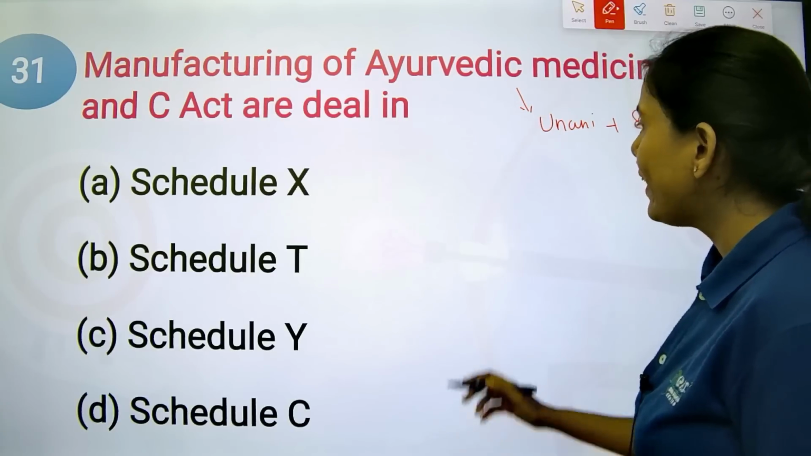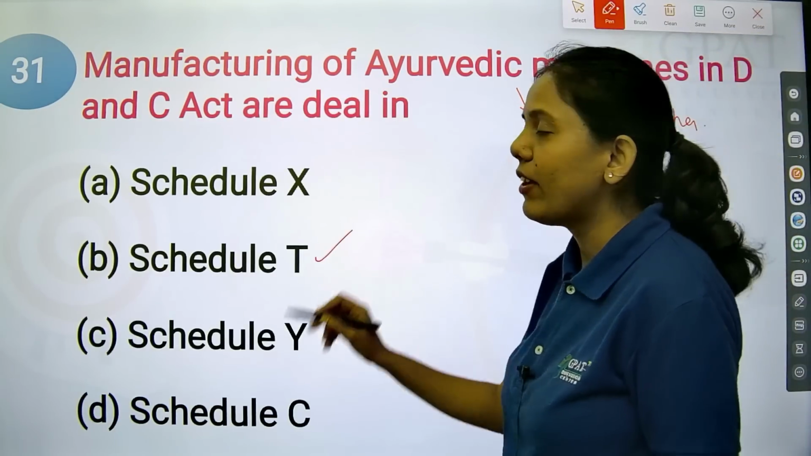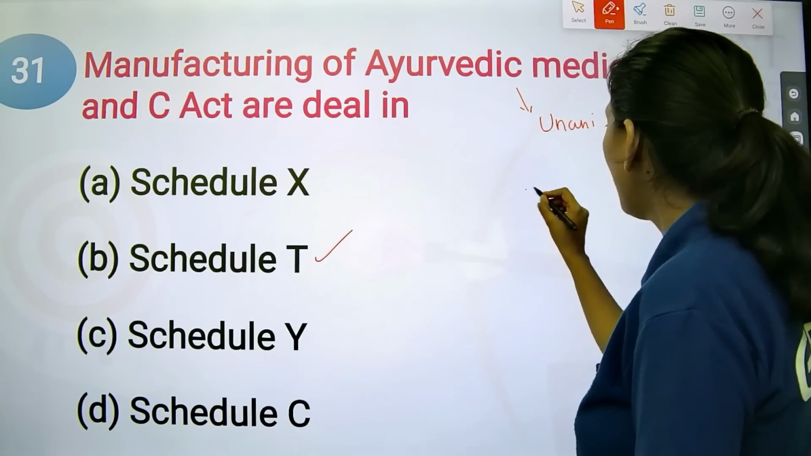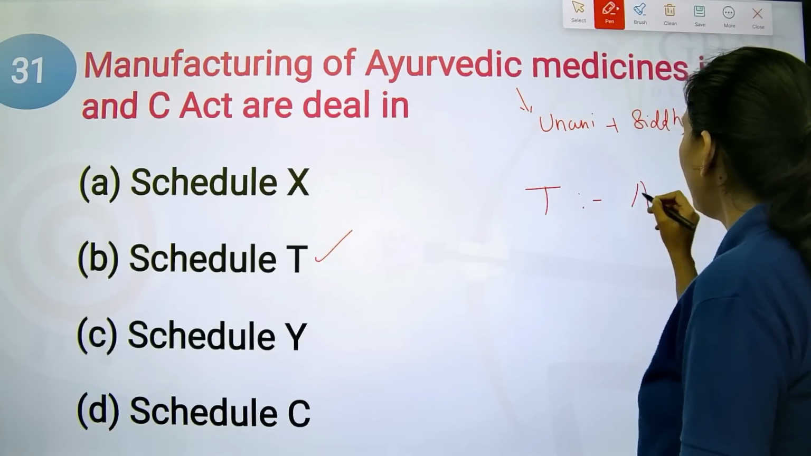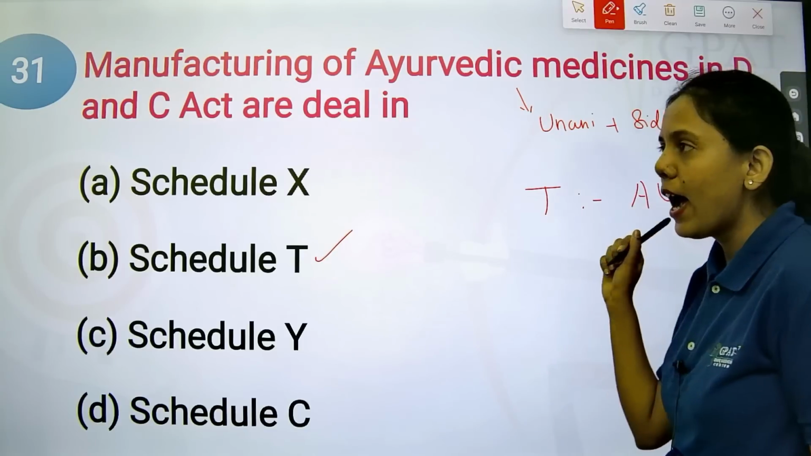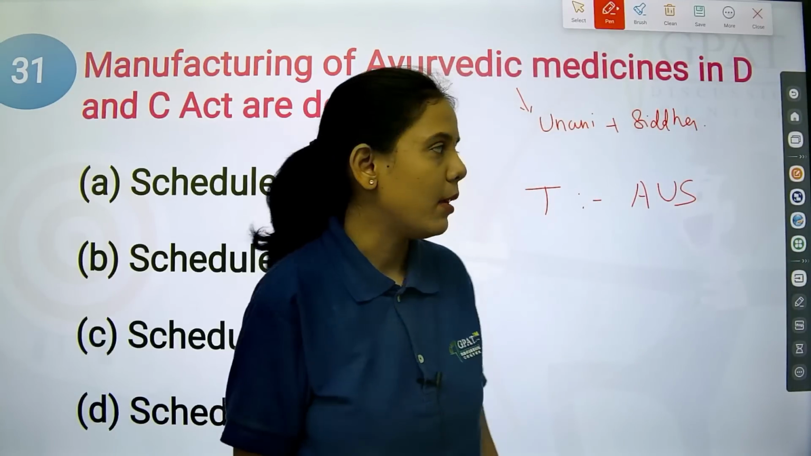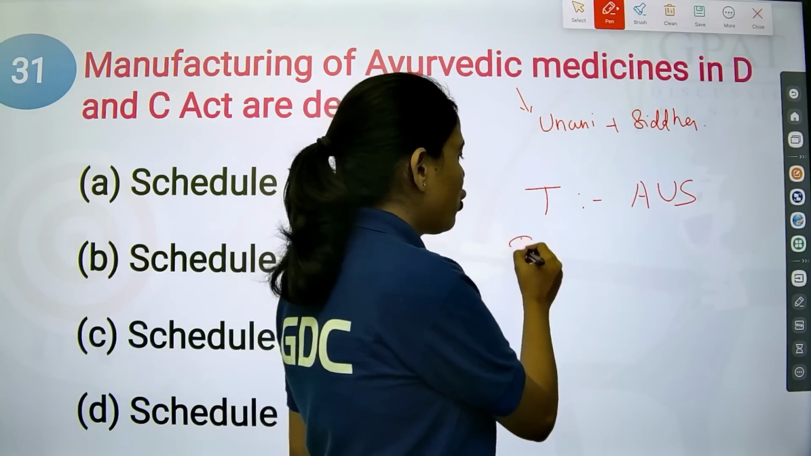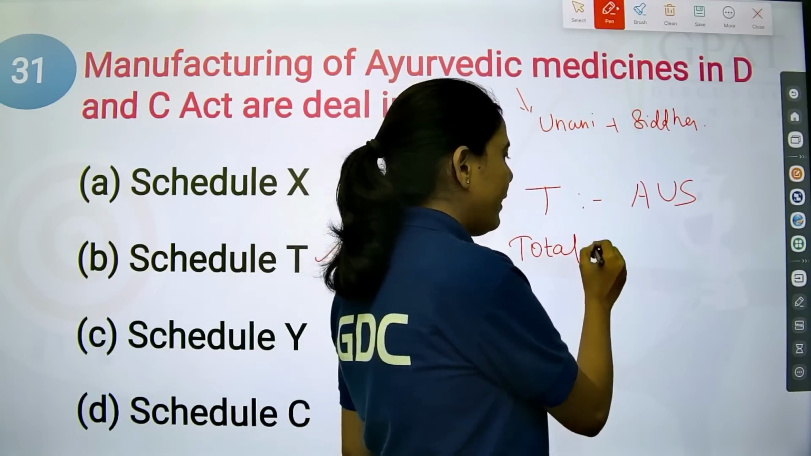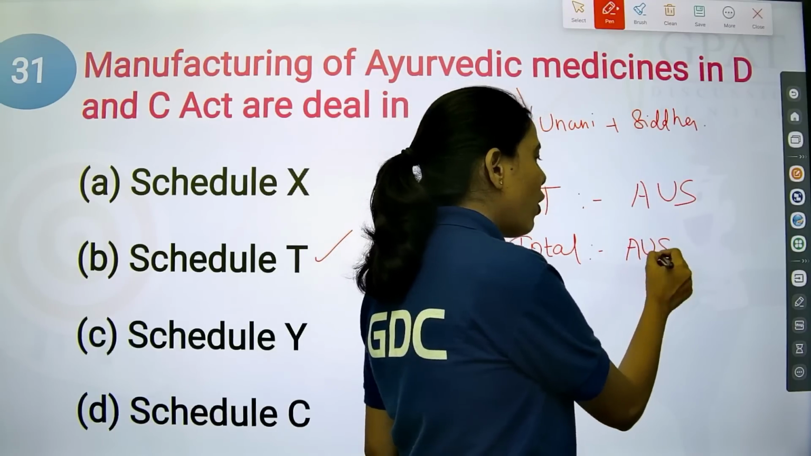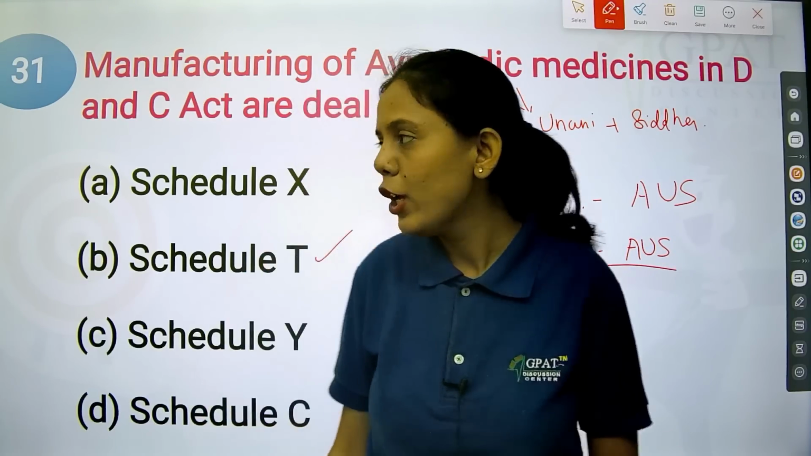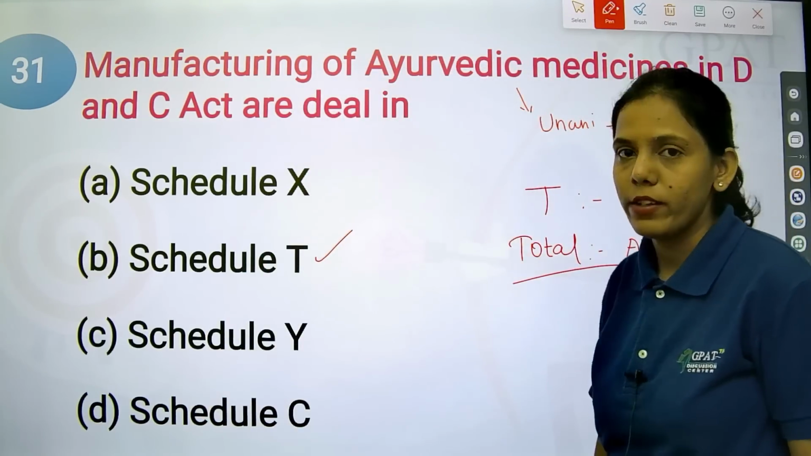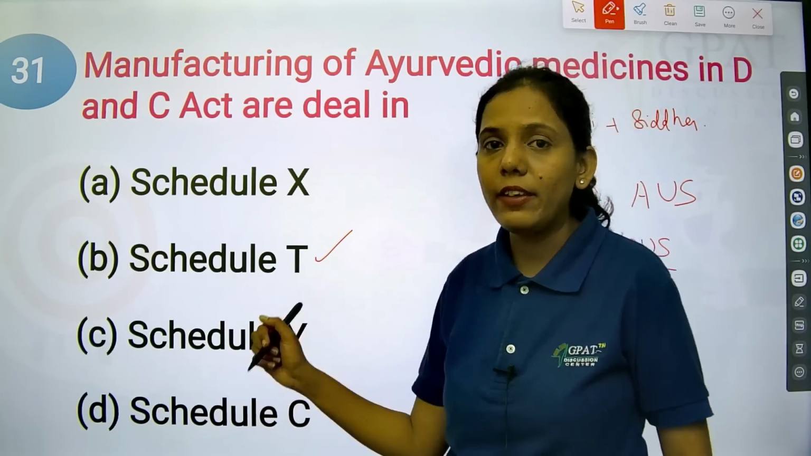So this is all given in Schedule T. Okay, it is given in Schedule T. You can remember it because Schedule T is nothing but AUS, that is Ayurveda, Unani, and Siddha system. You can also remember it as total Australia like this, because this is the short form for this. Or you can remember T for tree like that.